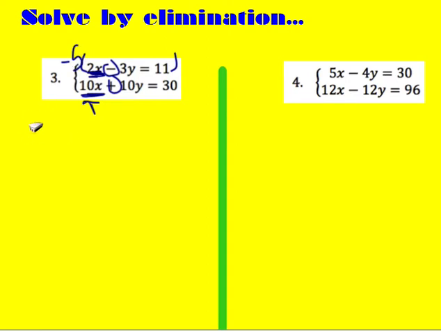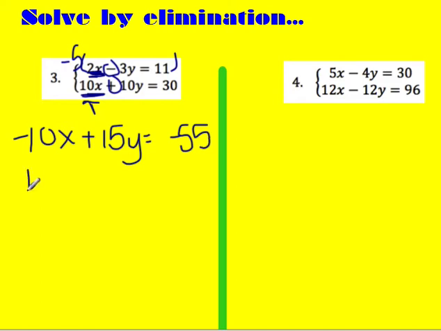And when I multiply the entire equation, negative 5 times 2x is negative 10x. Negative 5 times 3y is plus 15y. And negative 5 times 11 is negative 55. And then here I'm going to have 10x plus 10y is equal to 30.